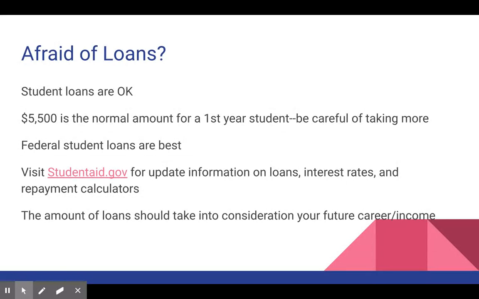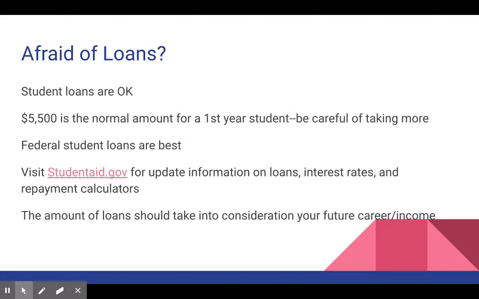The normal amount of loans for a first-year student is $5,500. $5,500 is an acceptable amount to take out. I would be cautious about taking more. Some students do take more. I would really only suggest it if a student is going into a profession in which they will be making a lot of money.